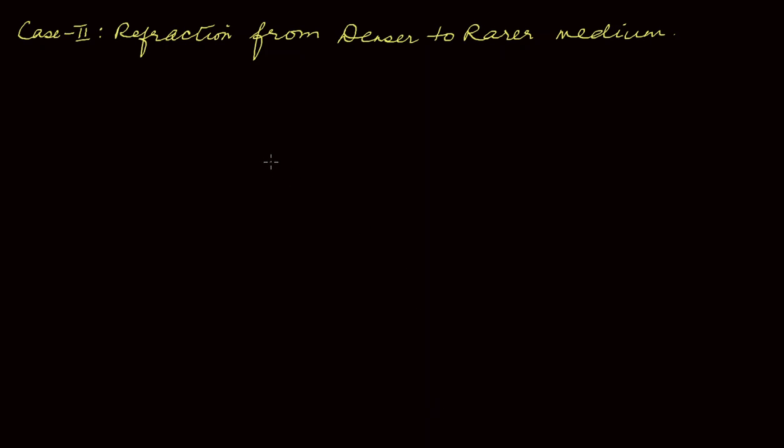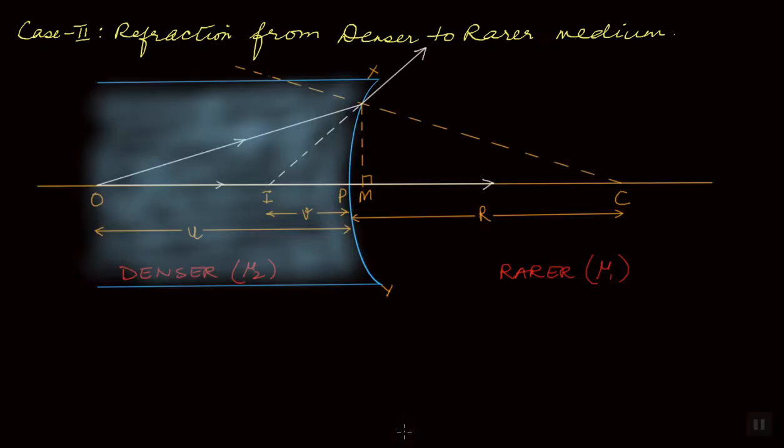Okay, now let us discuss this last topic of this derivation, the last case, and that is the refraction from denser to rarer medium. Let me draw the diagram very quickly. Here you have the convex refracting surface XPY having refractive index mu2. It is placed in a rarer medium of refractive index mu1. The object is now placed in the denser medium.